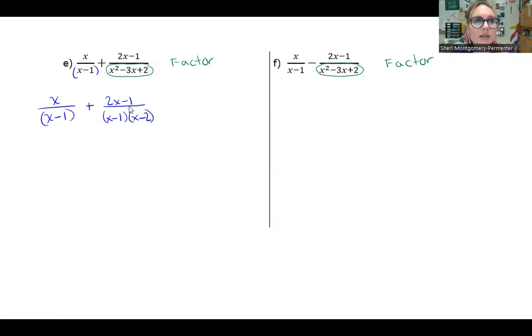My lowest common denominator is going to be x minus 1, x minus 2. And so I can see here that this one is missing an x minus 2. So I have to multiply by x minus 2 over x minus 2. So I'm going to multiply or distribute the top. As I combine these, I'm going to add. And when the denominators are the same, they stay the same.